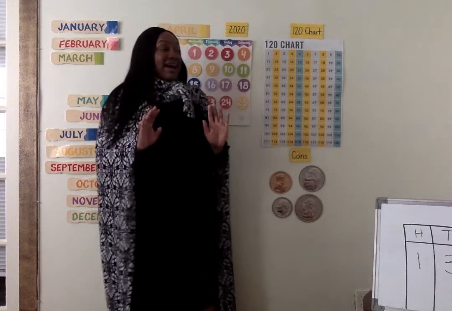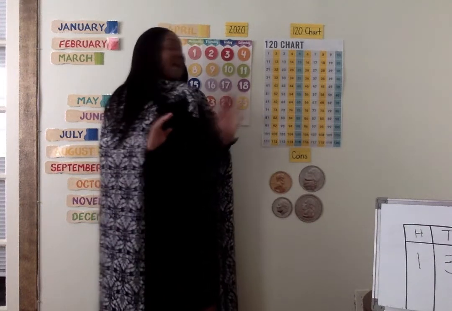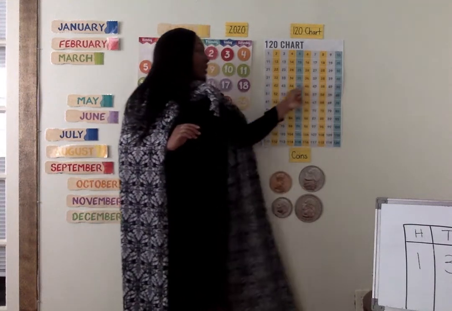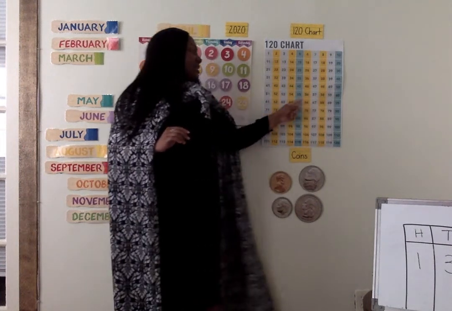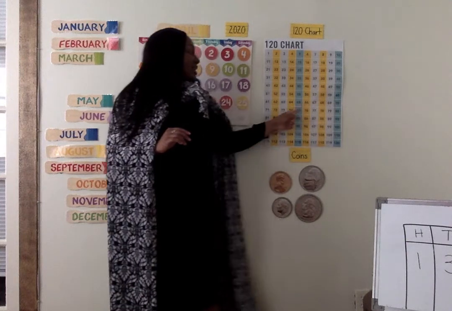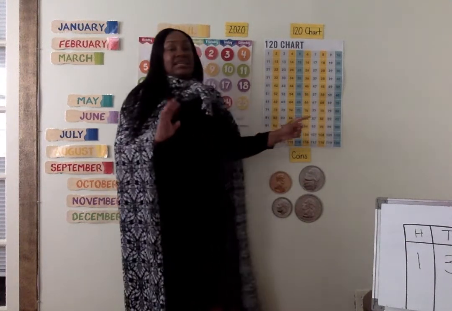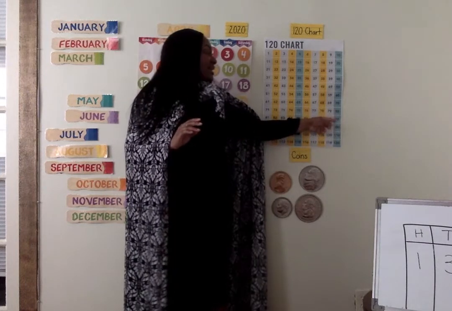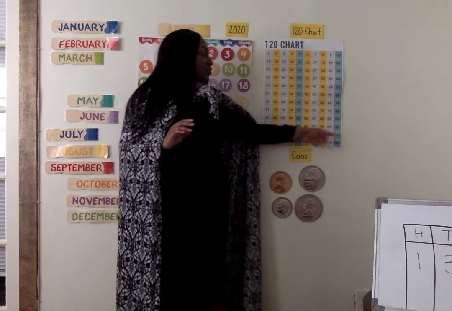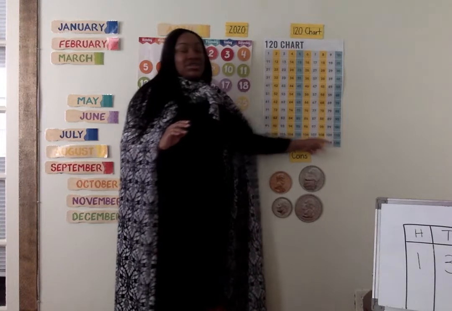2, 4, 6, 8, 10, 12, 14, 16, 18, 20, 22, 24, 26, 28, 30, 32, 34, 36, 38, 40. Stop. Now let's count by fives. Get ready. 40, 45, 50, 55, 60, 65, 70, 75, 80. Stop. Now let's count up by tens. 80, 90, 100, 110, 120.